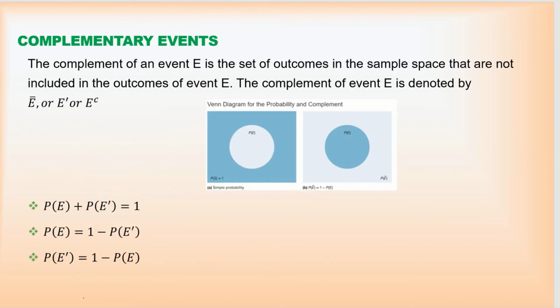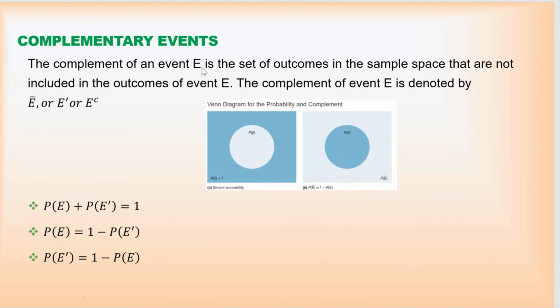Okay, continuing with the classical definition of probability, let's add one more definition here. Here we want to define the complementary events. The complement of an event E is the set of outcomes in the sample space that are not included in the outcome of the event. So, for example, if this rectangular box shows all the elements in the sample space, and the quantity inside this circle is the event, then everything outside the circle is the complement of that.